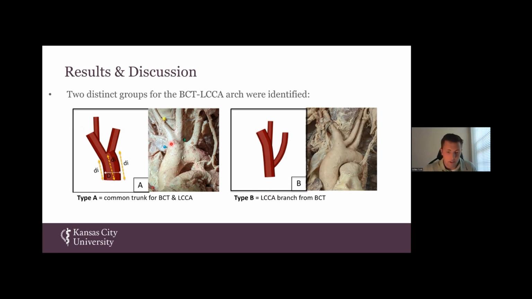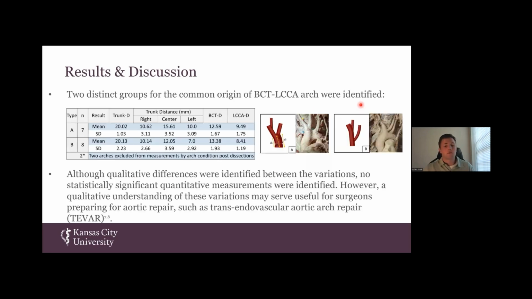So if we look at our examples here you can see that there's more of a symmetrical trunk, and then our brachiocephalic trunk and left common carotid artery are splitting to supply their respective areas. Versus here, here's our brachiocephalic trunk, and branching directly from it is our left common carotid artery. So for these subclassifications, it was about 50-50 for each of the subtypes. We had 7 type A's, which is that common trunk, and 8 type B's.